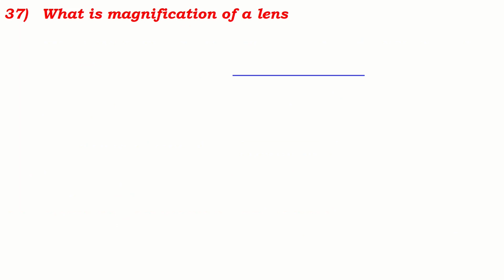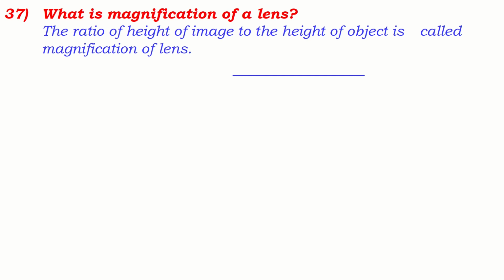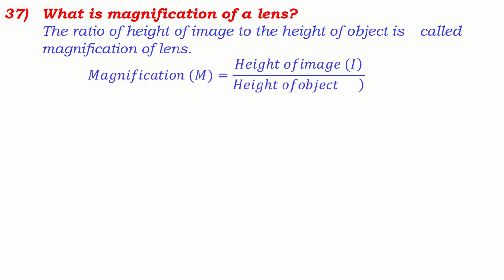Very simple. Now next, what is magnification of a lens? Magnification means the ratio of the height of the image to the height of the object is called magnification of the lens, and it can be represented by this formula: magnification m = I/O, height of image upon height of object.